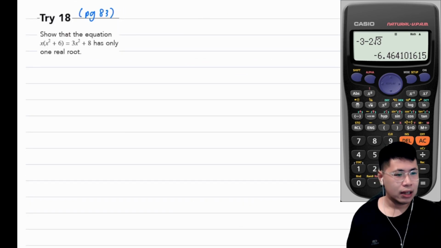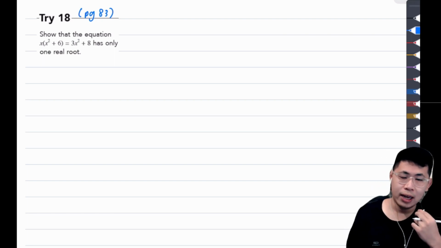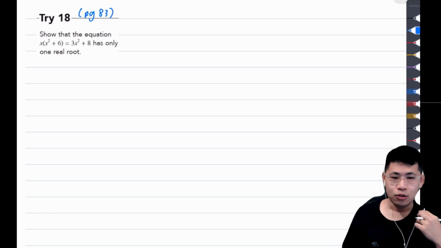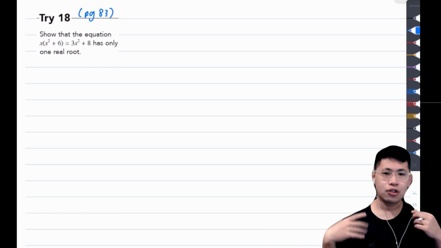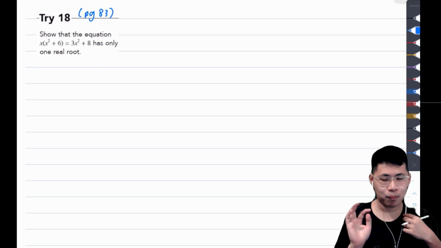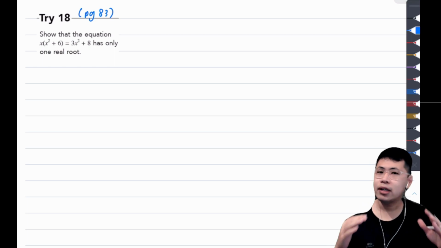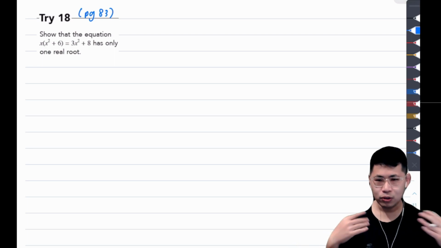Now the very last question that we have right over here is Try 18 in page 83, and over here we want to show that this equation has only one real root. So technically here we don't need to solve for the whole equation, we just need to show that the equation has only one real root. So we can do the same process, but at some point we can stop with the solving process and just go ahead and show. But we are going to start with the same process first.